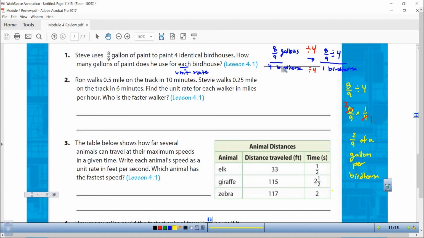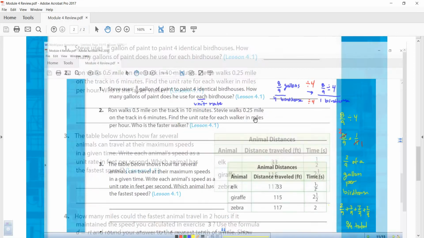It takes 8/9 of a gallon for 4. You take that 8/9 and you divide it by 4, and that gives you the amount for 1. And that should make sense, right? Because 2/9 plus 2/9 plus 2/9 plus 2/9. Each birdhouse is 2/9. What do I get? I get 8/9 total, right? 1 birdhouse, 2 birdhouses, 3 birdhouses, 4 birdhouses. Does that make sense? I hope that makes sense to you.